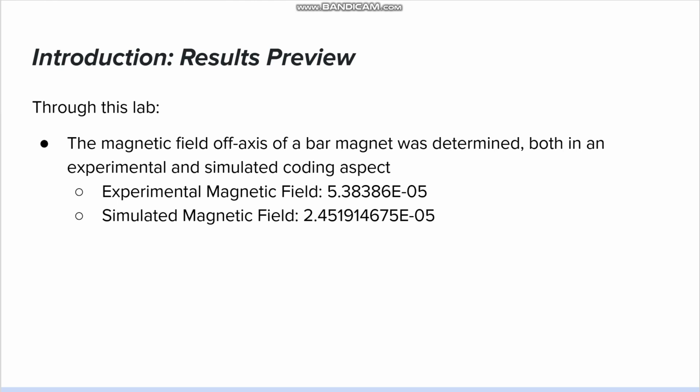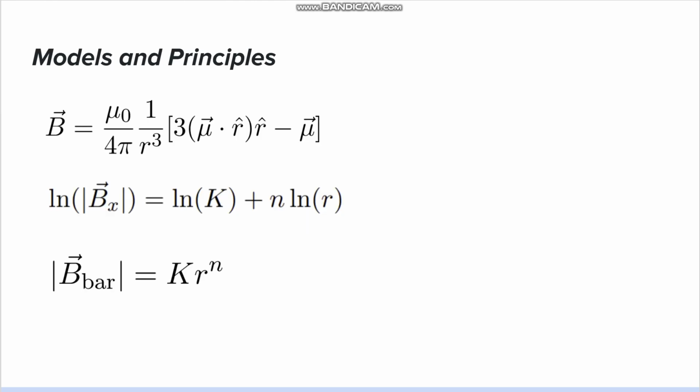Results preview. Through this lab, the magnetic field off-axis of a bar magnet was determined, both in an experimental and simulated coding aspect. The experimental magnetic field was determined to be 5.38 times 10 to the negative 5, and the simulated magnetic field was found to be roughly 2.45 times 10 to the negative 5.